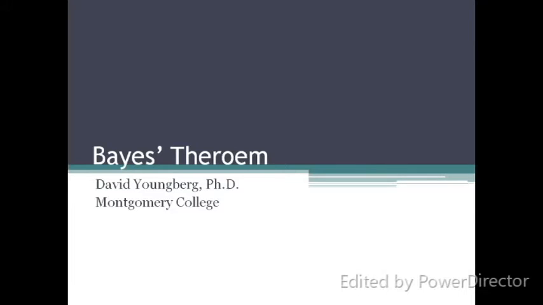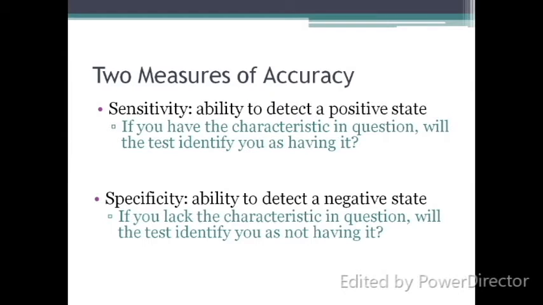So let's begin with Bayes' theorem. Recall that we had two different measures of accuracy: sensitivity, the ability to detect a positive state, and specificity, the ability to detect a negative state.